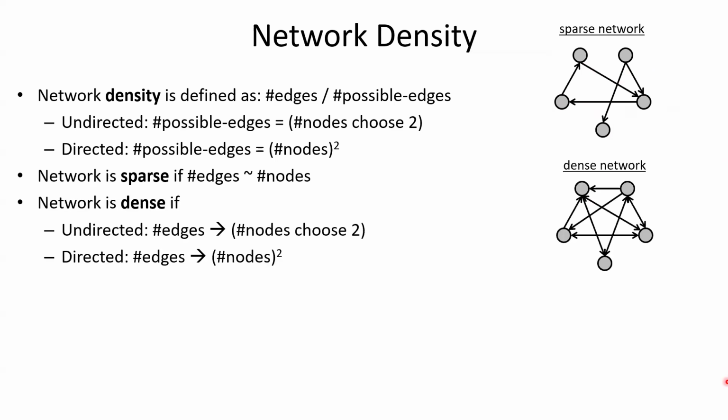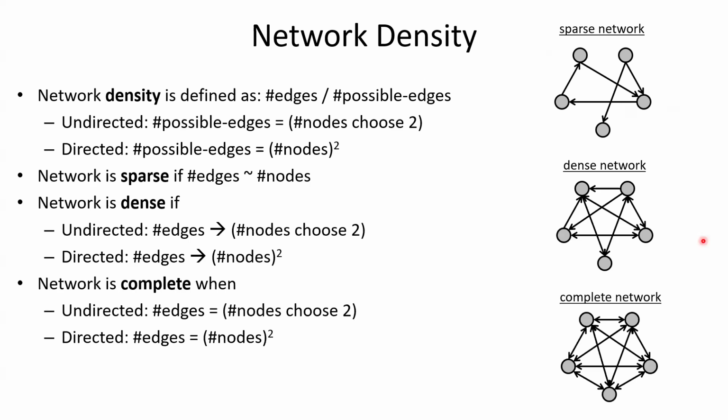A network is considered dense if the number of edges starts to approximate the total number of possible edges. In the case of the undirected network, of course, this is number of nodes choose 2, and in the directed network it is the number of nodes squared. This is an example of a dense network. It's not all the edges, but many of the edges are there.